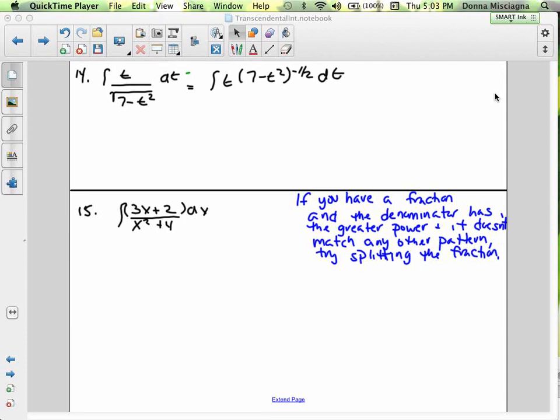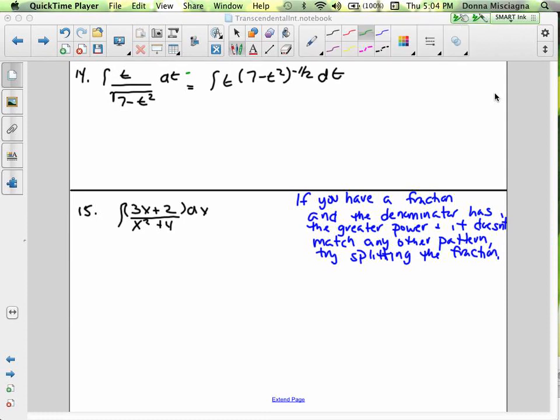All right, so we have number 14, the integral of t divided by the square root of 7 minus t squared dt. I did rewrite that for us. All right, so we have a radical in the denominator. I rewrote that as a negative exponent. All right, so now let's identify.